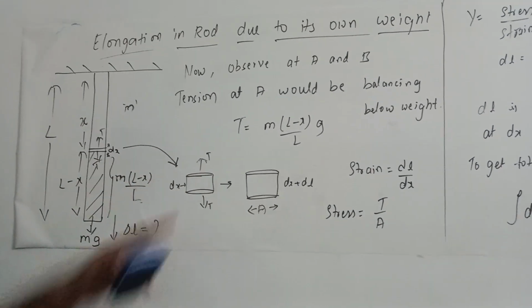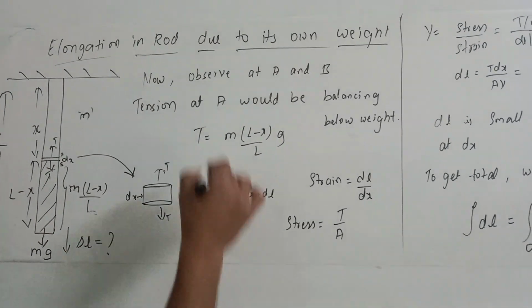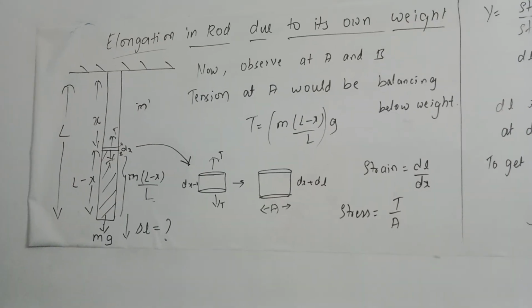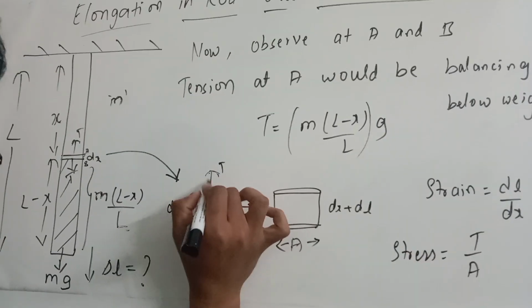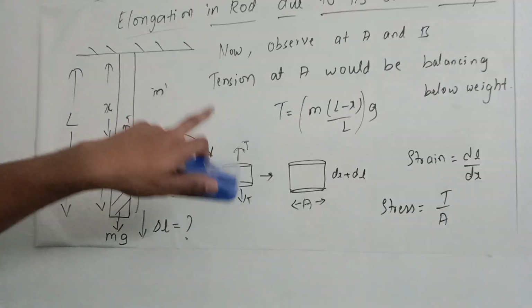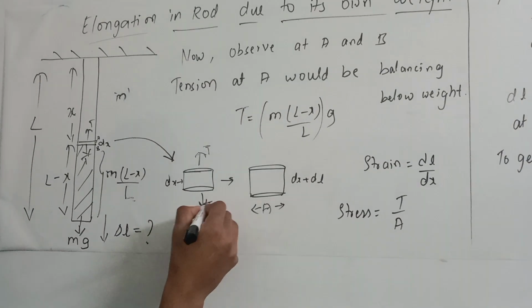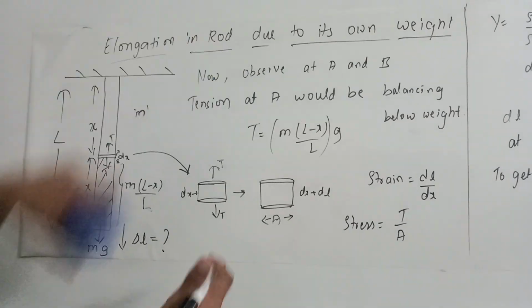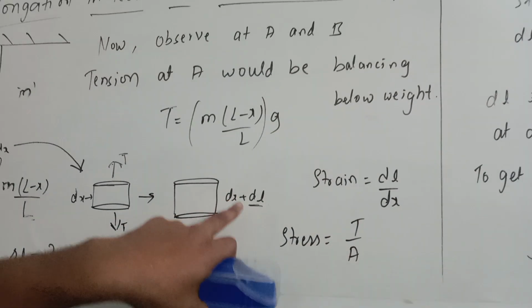So the tension at this point will balance this mass. T should be equal to the mass times gravity, so that we get the tension. In this small element dx, we have the same tension applied. I have considered a small dx amount, so let's assume that tension T is acting above and the same tension T is acting below. Both tensions are applied upward and downward, so there will be an extension of dl. Let's consider an extension of length dl.